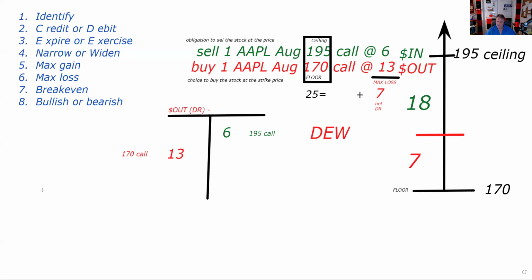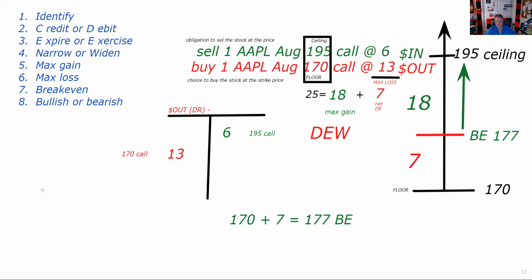We said the gain and loss always equals the difference in the strikes. You can either memorize that the maximum gain in a debit spread is the difference in the strikes, 25, less the net debit, 7, for 18, or just 7 plus something equals 25, however you get there. We determined the break even is 177. The break even is somewhere between those two numbers. And we determined that this is a bullish spread.